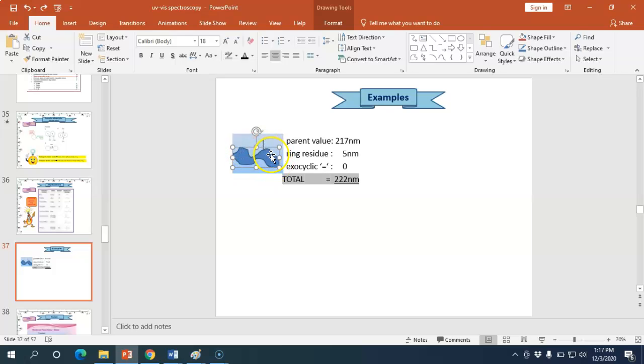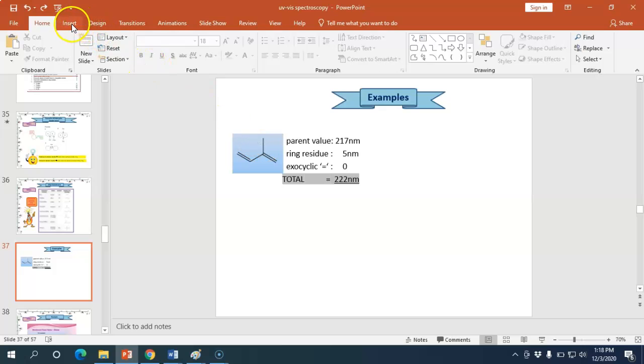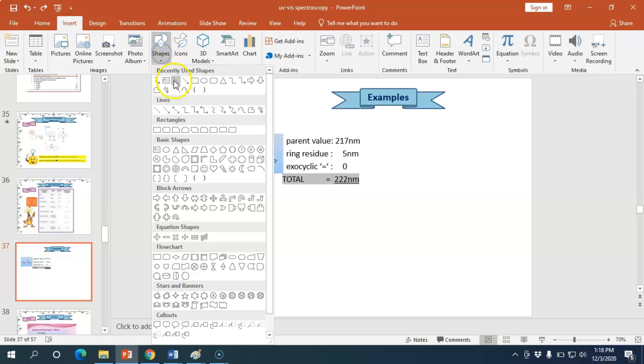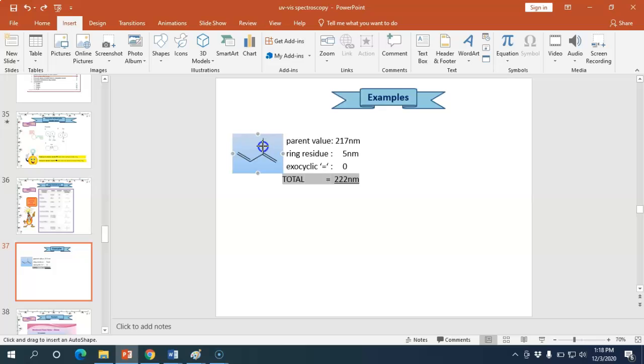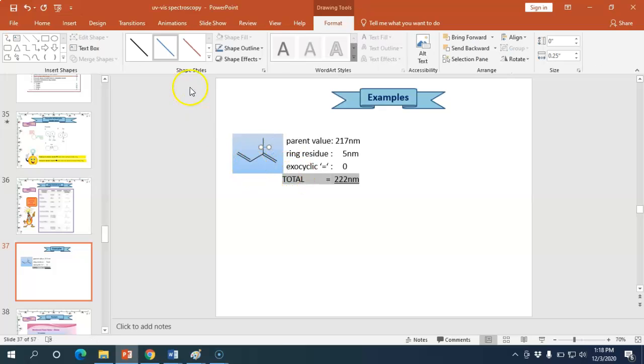And then outside the ring, outside the loop, you make this loop, and outside this loop, you need to determine the presence of ring residue. By look at the structure, there is one ring residue outside the loop we draw just now. It is located here. Okay, this one is a ring residue. Okay, this ring residue, the value is 5 nanometer.